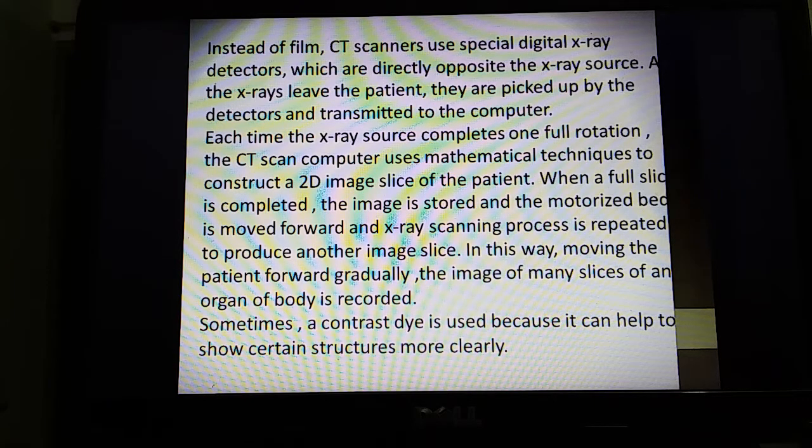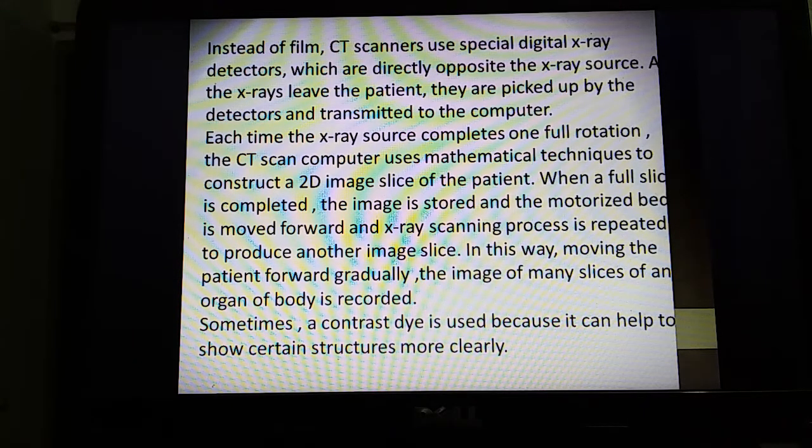That means we have done a single full rotation, and then we have got an image. After finishing one full rotation, the patient is allowed to move forward or change his position with his motorized platform, and then another image is taken from another angle using the X-ray source.